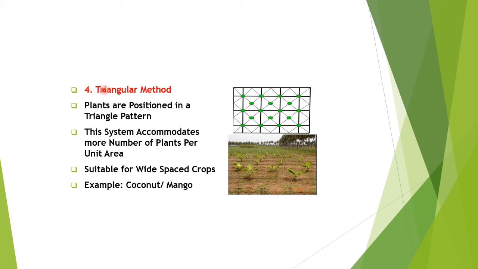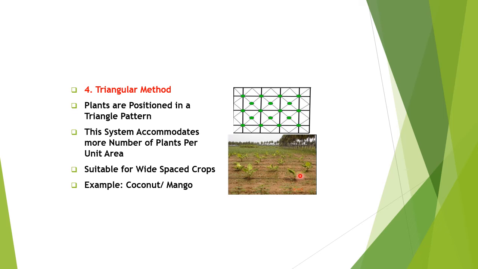Now the triangular one, which is the fourth one, the name signifies the triangle. Plants are positioned in a triangle pattern. So one is here, another is here, and so on this way. The triangle pattern is better. The system accommodates more plants per unit area. It is suitable for wide-spaced crops, for example, coconut and mango. So here the pattern is kept as a triangle.